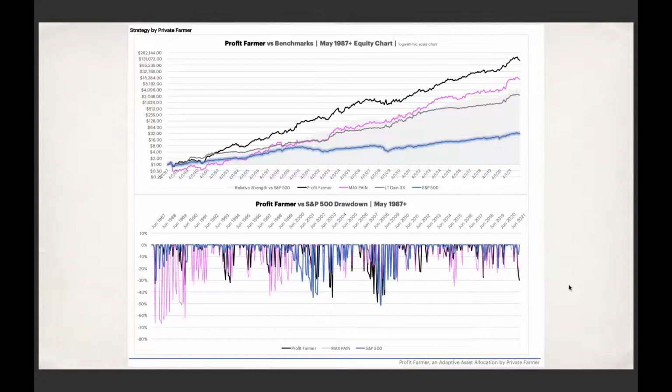The equity charts on the top, drawdowns on the bottom. If you look at the far left at that hot pink line, you'll see that Black Monday, October '87, Max Payne got absolutely eviscerated. It lost 63% that month. Being in 3x equities on a 20+% drawdown hurts when you're in 3x. Profit Farmer was 95% in real estate that month, so it did not fare nearly as bad.